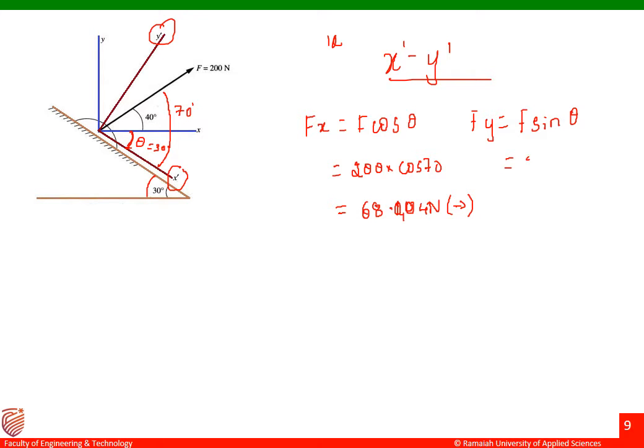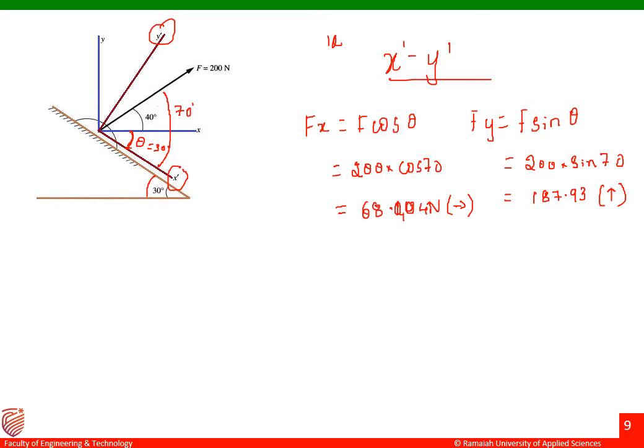Similarly, we can find the value of Fy, that is F sin theta. F is 200 into sin 70 degrees there. So we'll get the answer for this as 187.93. As it is in the first quadrant, Fy will be moving upward there. So this is how we can find the answer for Fx and Fy if the force is making an angle with respect to the x dash and y dash axis.